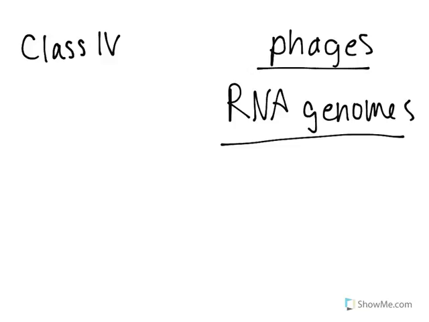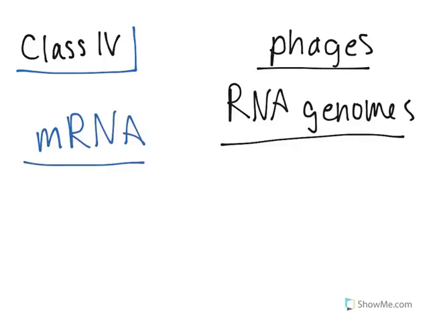So we're going to start out with a few different classes of RNA genome viruses. So first off, we'll be talking about class 4. Class 4 viruses directly inject their RNA, and then these can directly be used as mRNA within the cells, and they can start translating viral protein immediately after infection. So this one has an immediate effect.